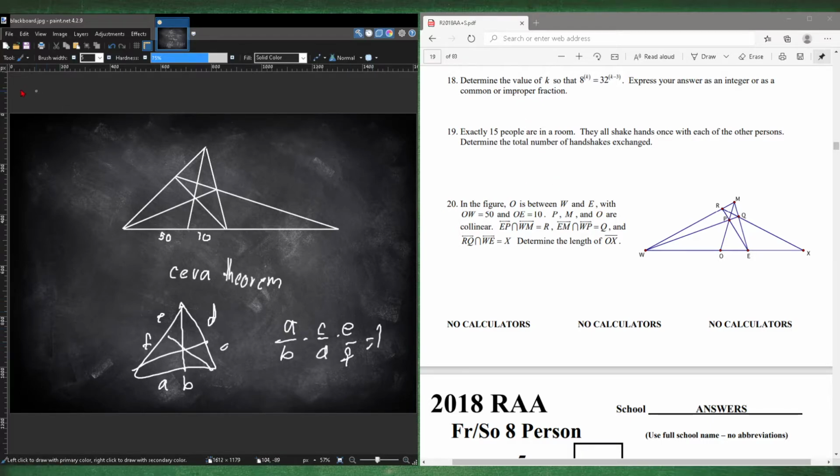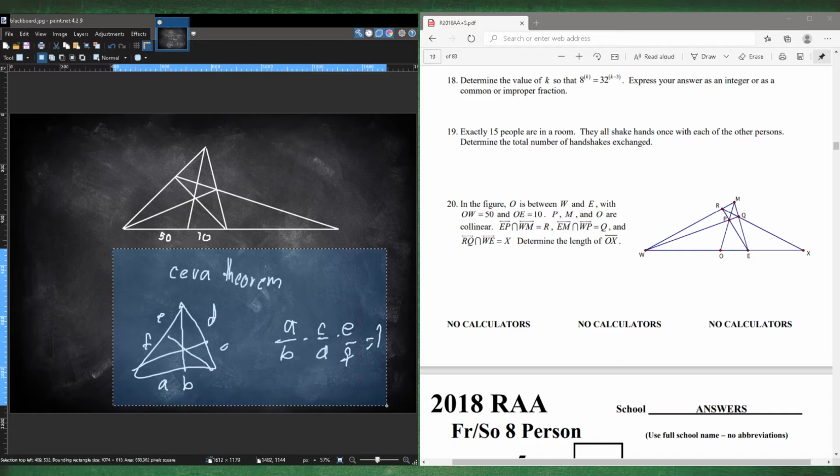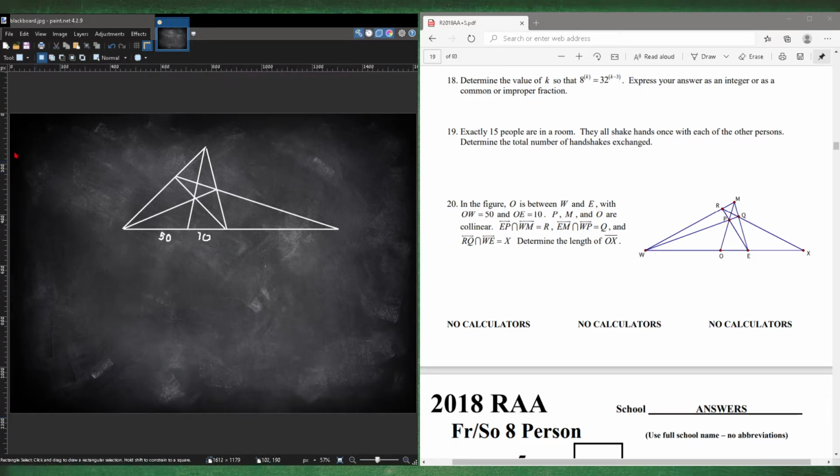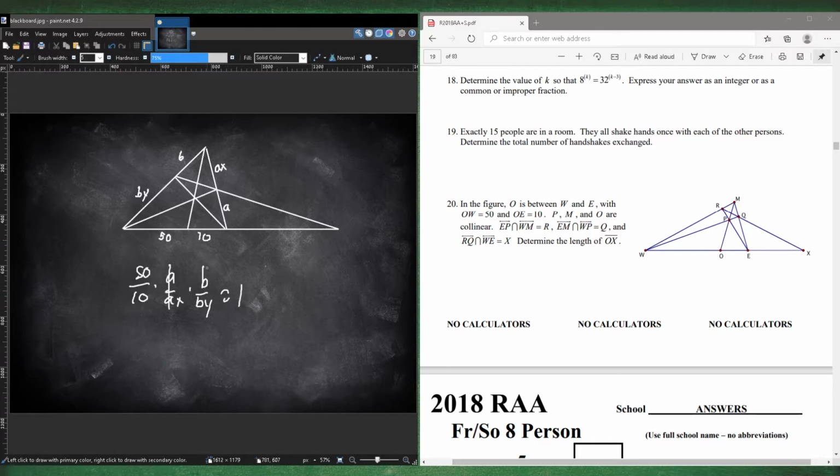So from there, we could label some of our values. If I call this A, we could call this AX, and if we call this B, we could call this BY. So 50 over 10 times A over AX times B over BY is equal to 1. Cancel our A's, cancel our B's, simplify to 5. So that means 5 over X times Y equals 1. That gives us that 5 equals X times Y, and Y equals 5 over X.